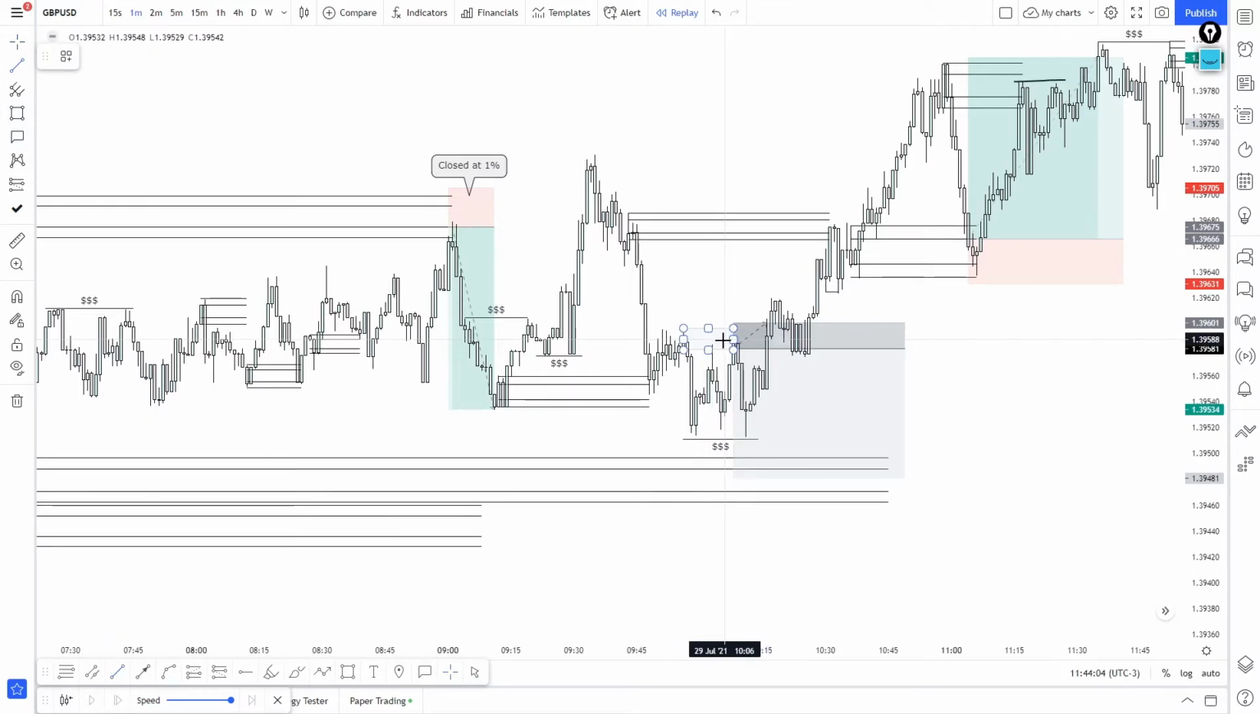Not the whole stop loss, as my stop loss would have been above there, right? Expecting price to not break that high. But it is what it is.